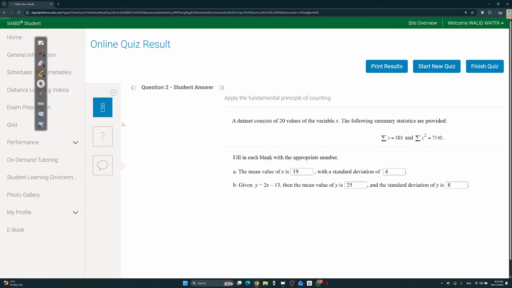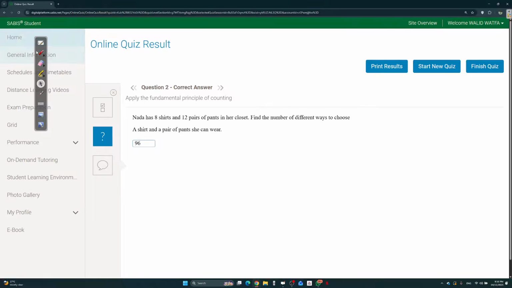Now we're going to look more at combinations, and we actually touched on this a long time ago. Alright, so Nada has 8 shirts and 12 pairs of pants in her closet. Find the number of different ways to choose. Now, the rule is simply the number of shirts times the number of pants.